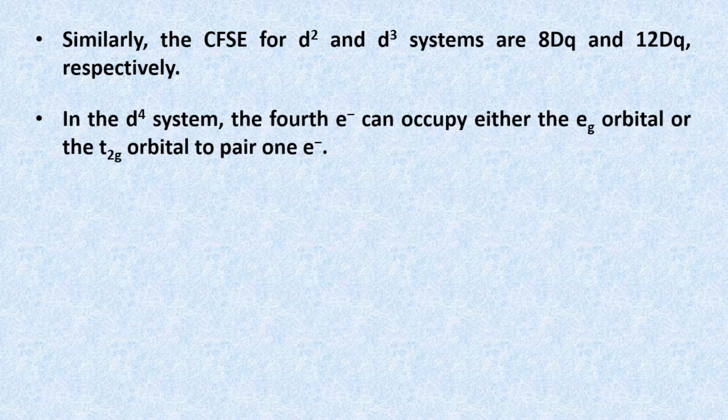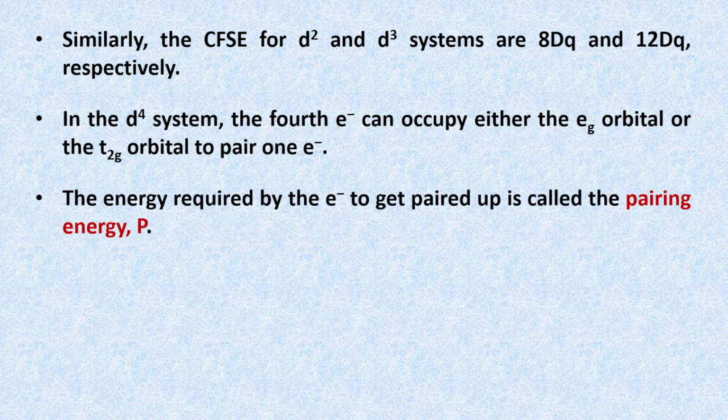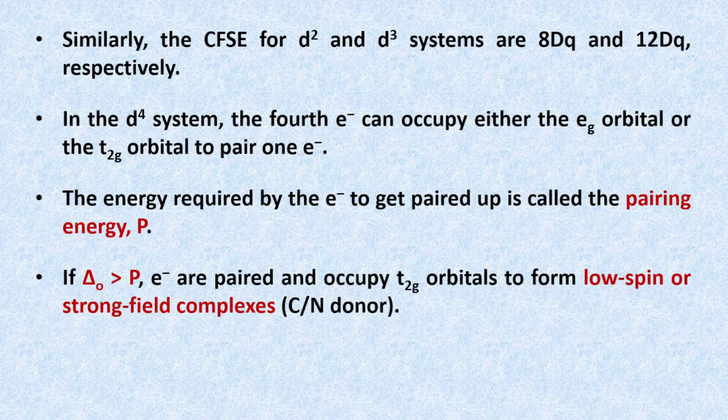However, in the d4 system, the fourth electron can occupy either an Eg orbital or a T2g orbital to pair with one electron. The energy required by the electron to get paired up is called pairing energy, and it is denoted as capital P. If the crystal field splitting energy, that is 10 Dq or delta O, is greater than P, a large amount of energy is required to excite the electron. So, the electron will prefer to get paired up in T2g orbitals to form low spin or strong field complexes.